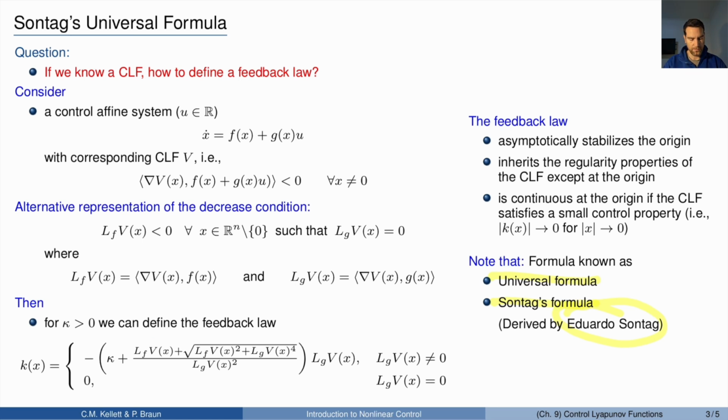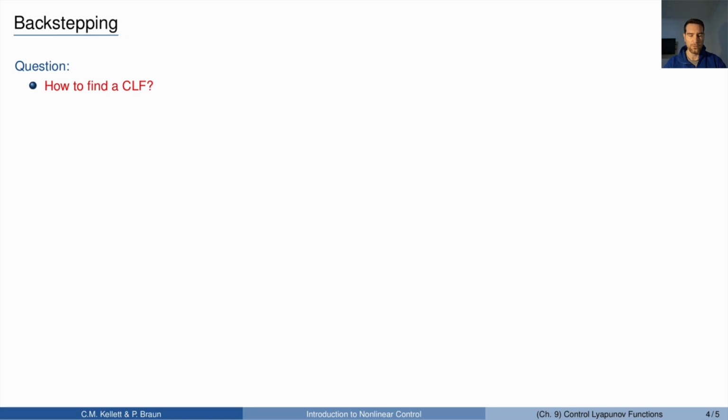Okay, so this answers one question. We started with what is the definition of a control Lyapunov function and what does it tell us? It tells us that there exists an input asymptotically stabilizing the origin. How do we find such a feedback law? Well, we can use this particular formula shown here on this slide. And the next question would be, but how do we find a control Lyapunov function?